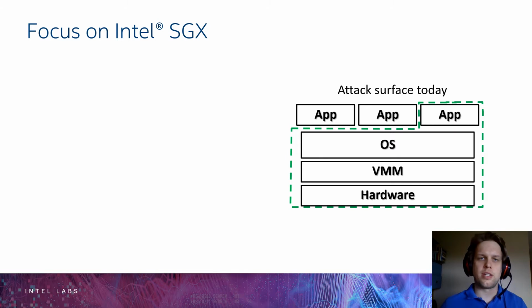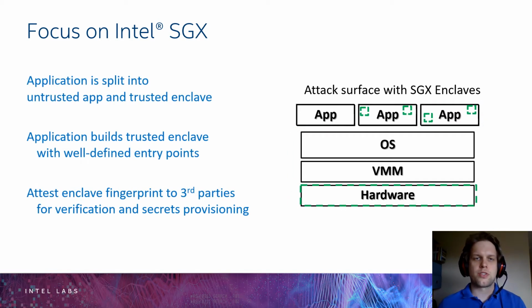But before looking at SGX, let's consider the attack surface of a regular application. The attack surface typically includes the entire system, software, OS, and hardware. Intel SGX changes this attack surface. It is implemented as an ISA extension that allows an application to be split into an untrusted component and a trusted enclave. These trusted enclaves are shown here as green squares. After the split, the hardware ensures that neither the untrusted component of the application or any of the system software can access the trusted enclave's memory.